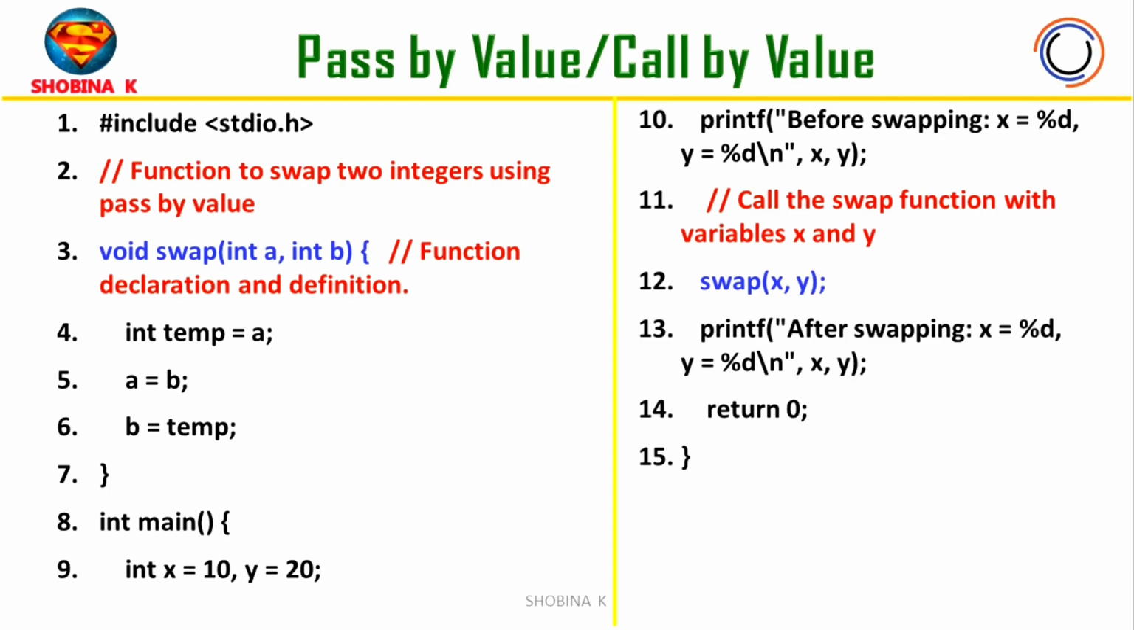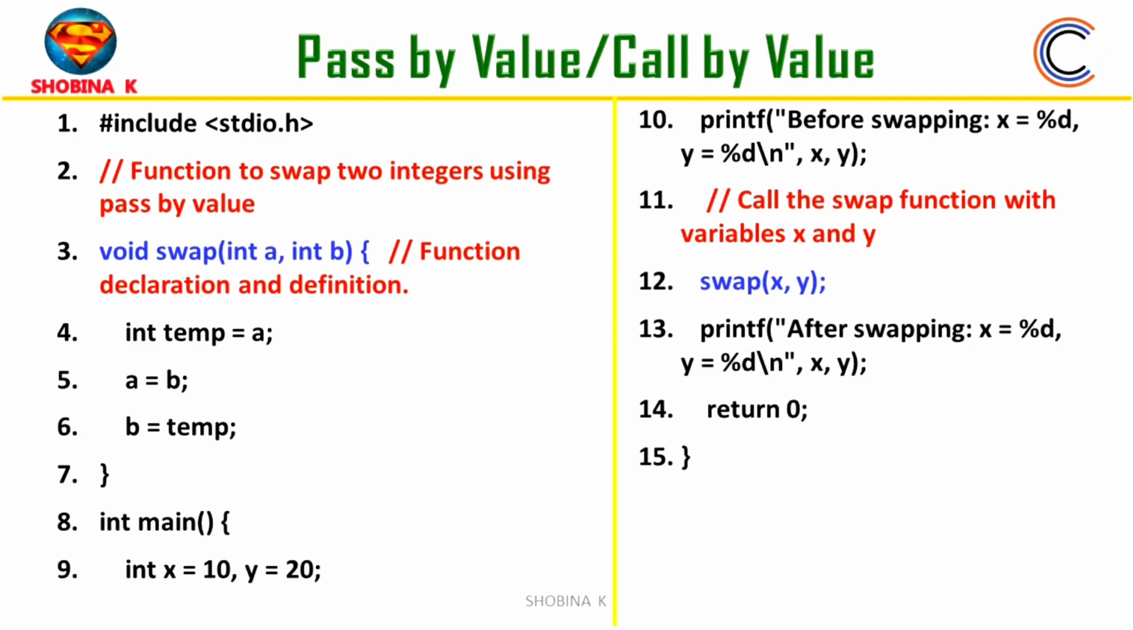Inside the function, the temporary variable temp is used to swap the values of a and b. Temp equals a saves the value of a into temp. A equals b assigns the value of b to a. B equals temp assigns the value of temp, which is the original value of a, to b. Since the function uses pass by value, the changes to a and b are local to swap function and do not affect the original arguments passed from the main function.